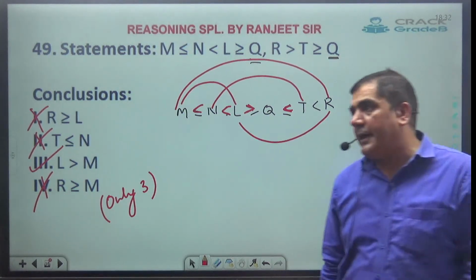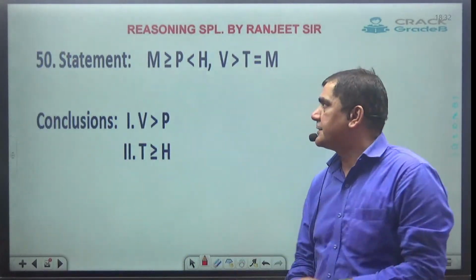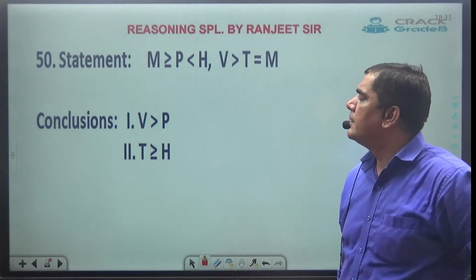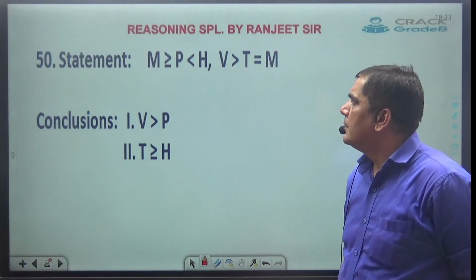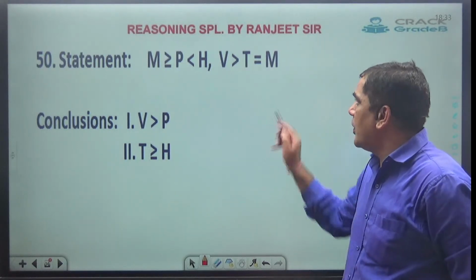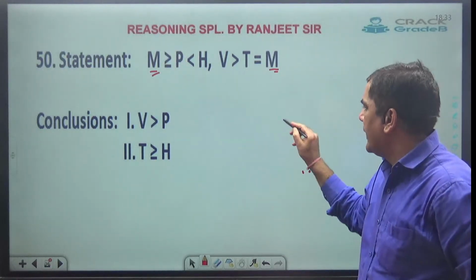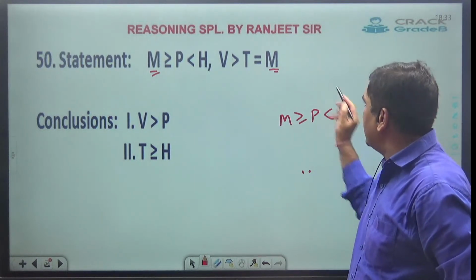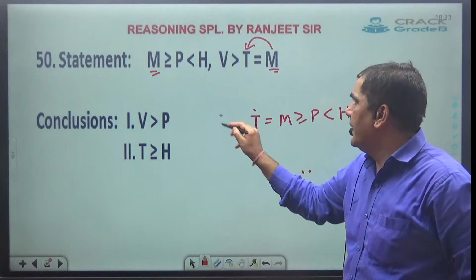Clear? Anyone, any problem? Let's combine. Easy one. First and second. What is common? M is common, and M is at the extreme point, so let's combine. So write M, comes P, then comes H. Adjacent to M will be T, and adjacent to T will be V.